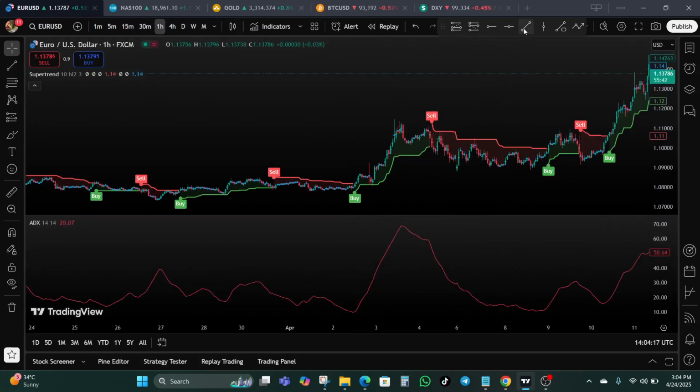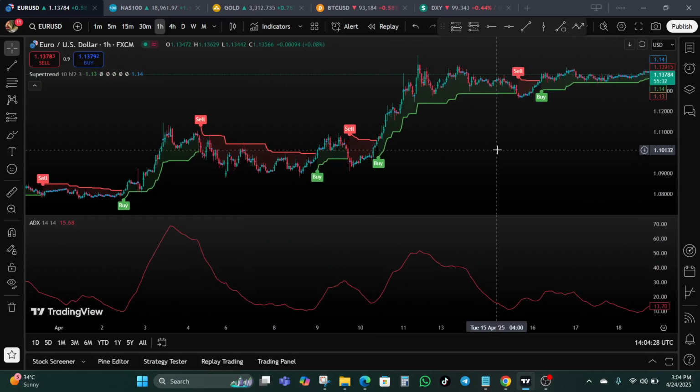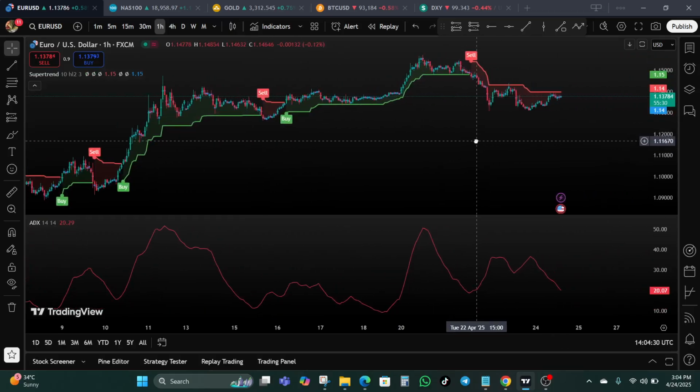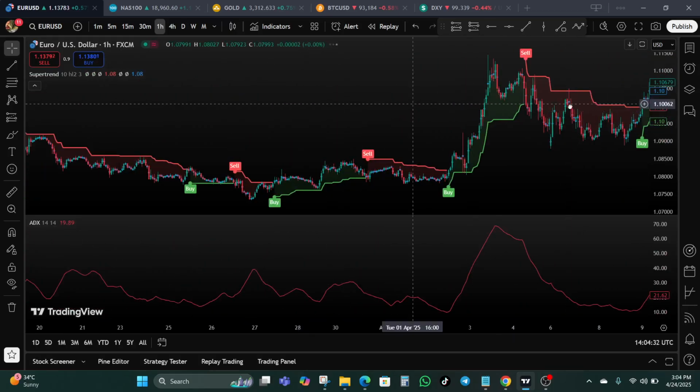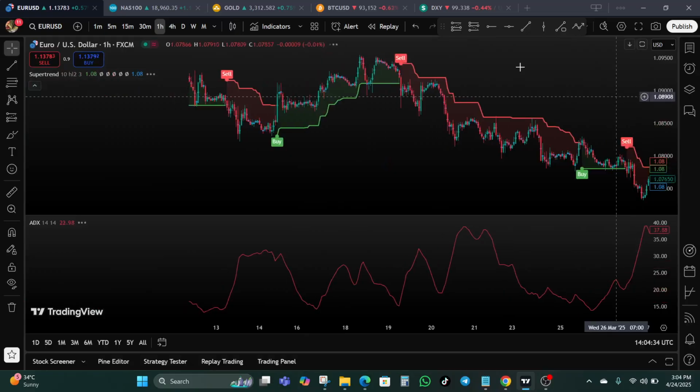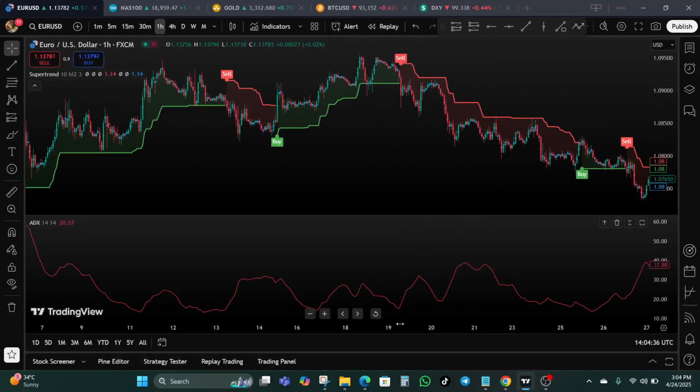It doesn't matter whether it's a bullish trend or a bearish trend. For example, this was a bullish trend, right? The ADX was rising in value, showing that the trend was strong. Now let's go to a place where the trend was bearish. This was a bearish trend, but the ADX was still rising because the ADX shows you the strength of the trend. It shows that the trend was actually strong. It doesn't matter whether it's bullish or bearish.